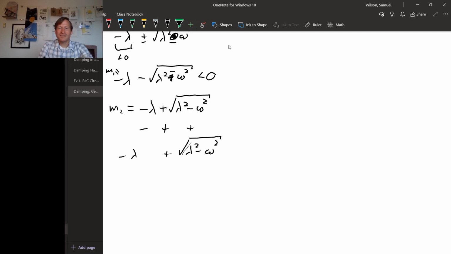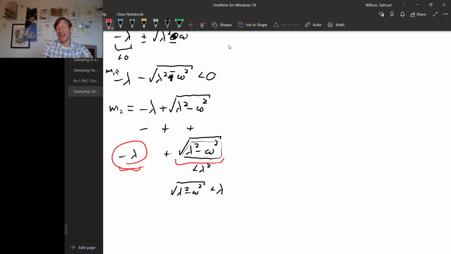But this stuff inside the square root, this is less than lambda squared, right? We have lambda squared minus omega squared. Omega squared is positive, so lambda squared minus omega squared is less than lambda squared. And so when you take the square root of lambda squared minus omega squared, that's less than lambda. And so that means that when you have minus lambda plus this square root, it's the minus lambda that wins. So minus lambda is more negative than this square root is positive, and that means that when you add these together, you get something negative.